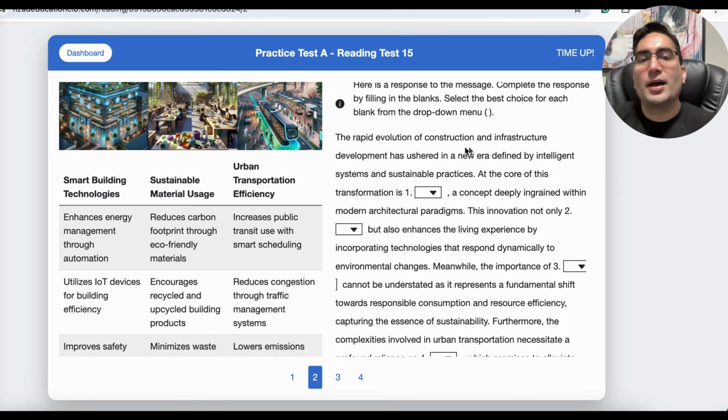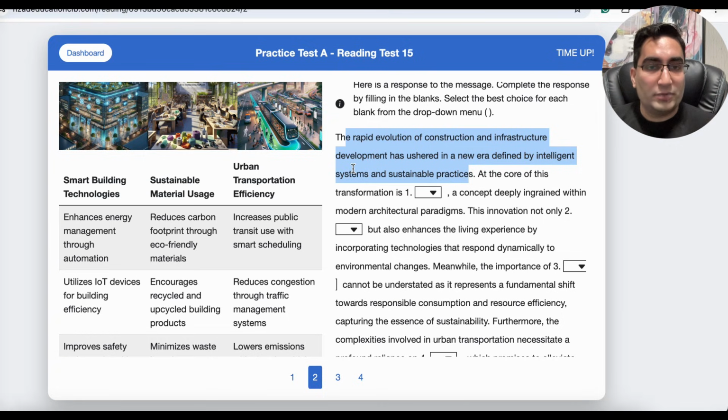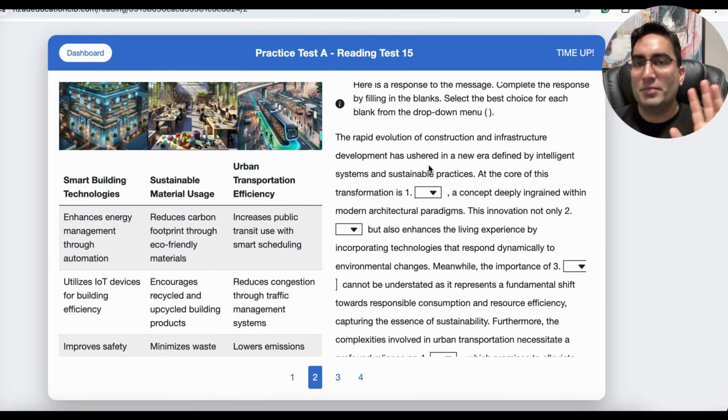The rapid evolution of construction and infrastructure development has ushered in a new era defined by intelligent systems and sustainable practices. Okay, this is again a general sentence. There is no question here in this part embedded, so I'm not focused on it too much, but I want to understand what parts are we talking about here. So we're talking about intelligent systems, which looks like smart building technologies, and sustainable practices, which looks like this one, the middle column. So we're not yet talking about urban transportation efficiency is what I'm understanding.